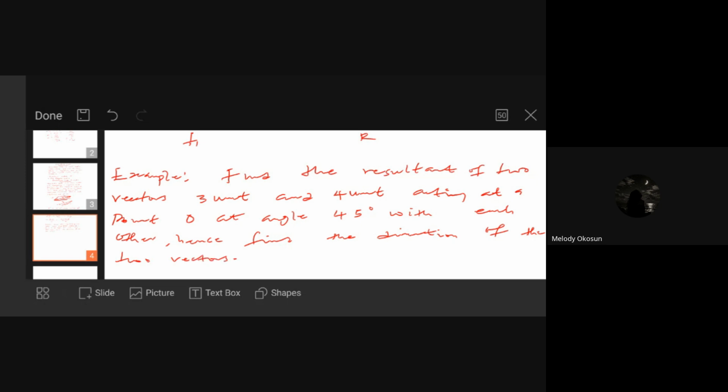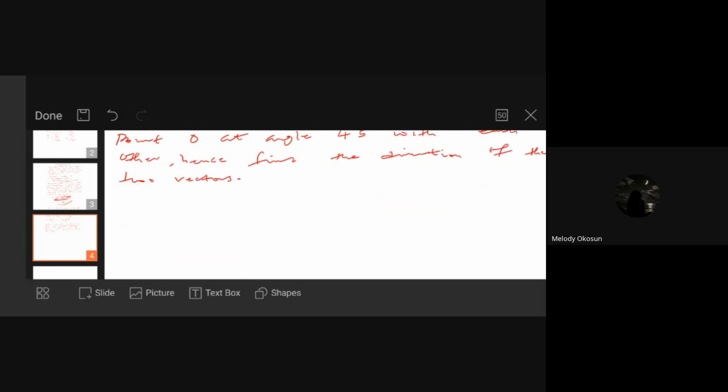So this is a past question. This question was extracted from the past SSCE. All right. So we are given, they said we should find the resultant of two vectors, 3 unit and 4 unit, acting at a point O at an angle 45 degrees with each other. And they also said we should find the direction of the vectors. And this is a very simple question. Once you know your cosine rule and you can sketch this into a diagram, then everything becomes as easy as ABC.